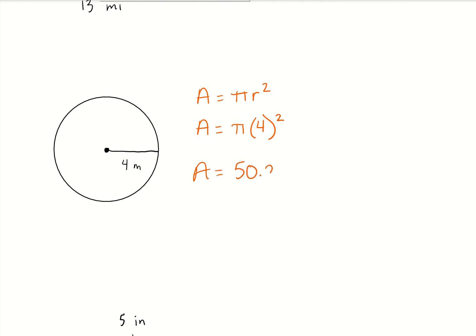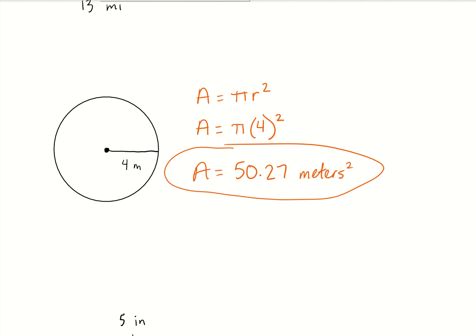These are pretty much never going to be a whole number whenever we find the area of a circle, just because we have pi, and pi is irrational. So we have 50.27 square meters for our area for this circle.